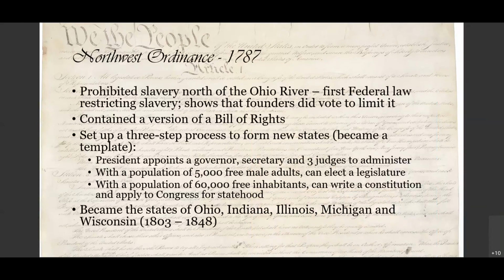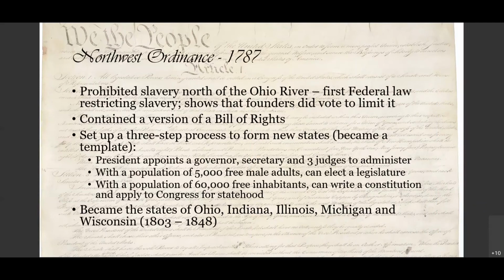And by the Northwest Ordinance, it organized a method for those territories to become states. One of the most important provisions in the Northwest Ordinance was that it prohibited slavery north of the Ohio River. So this was the first federal law to restrict slavery, and it shows the founders did vote to limit slavery. They understood it was a problem and did want to limit it. But in order to get the southern states to agree to things, they had to allow it to continue in the southern states.